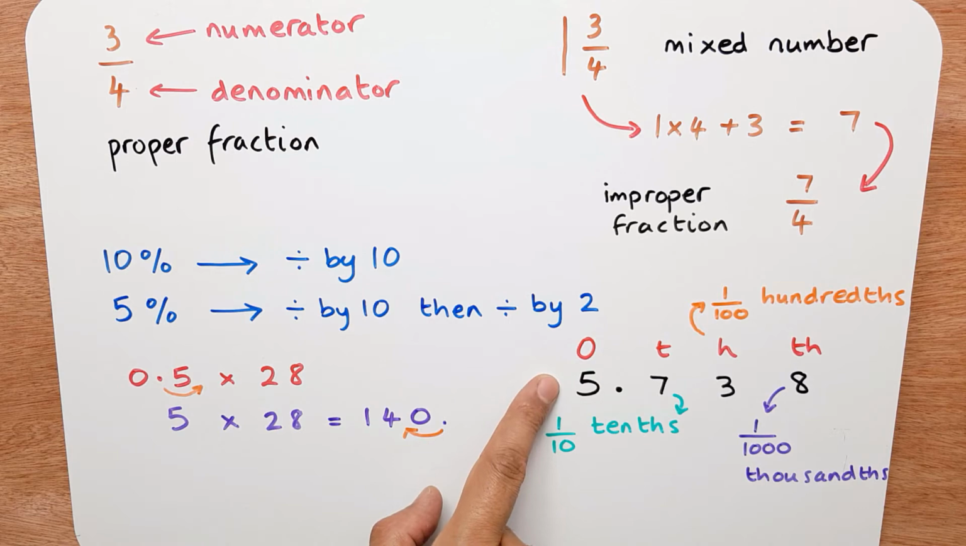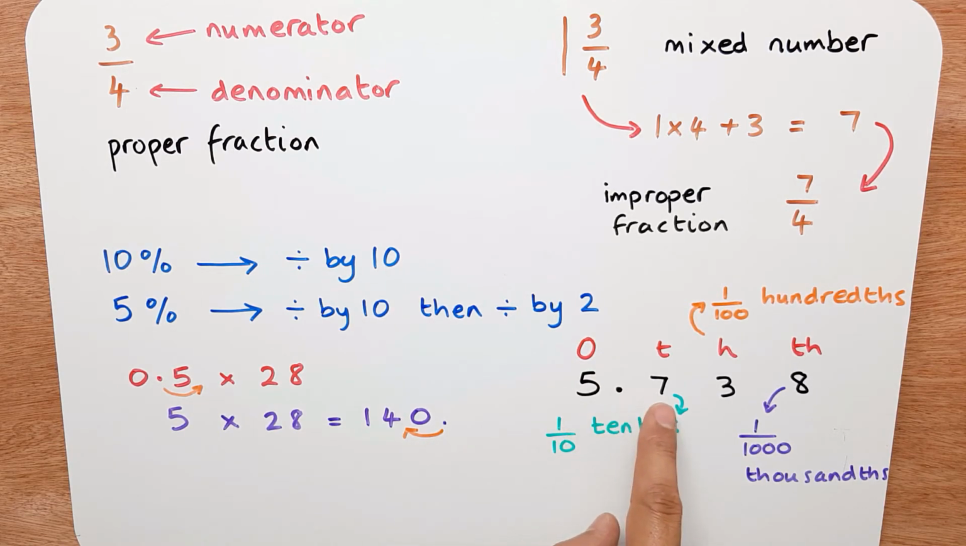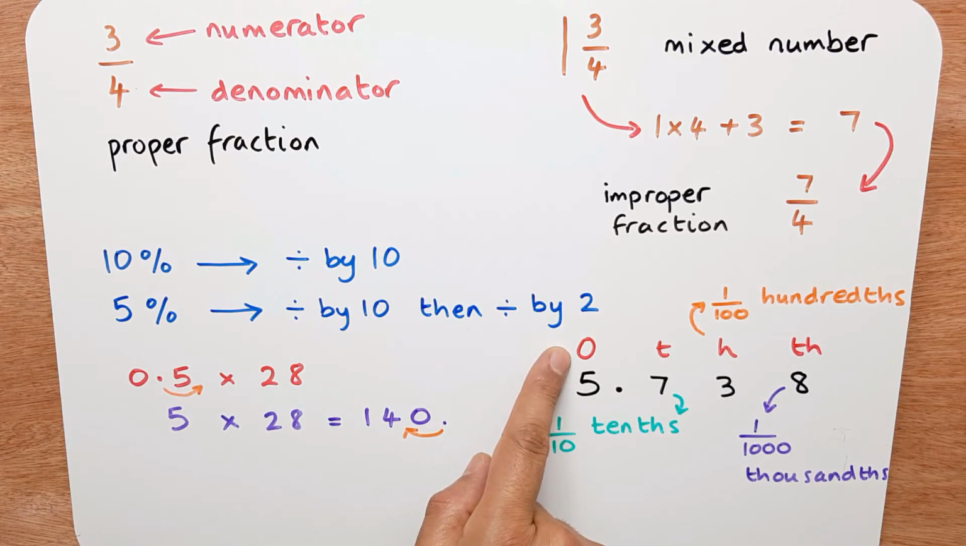And finally, we have a decimal number, which is 5.738. We don't say 5.738. There's your decimal point. The first number to the left is the ones or the units column.